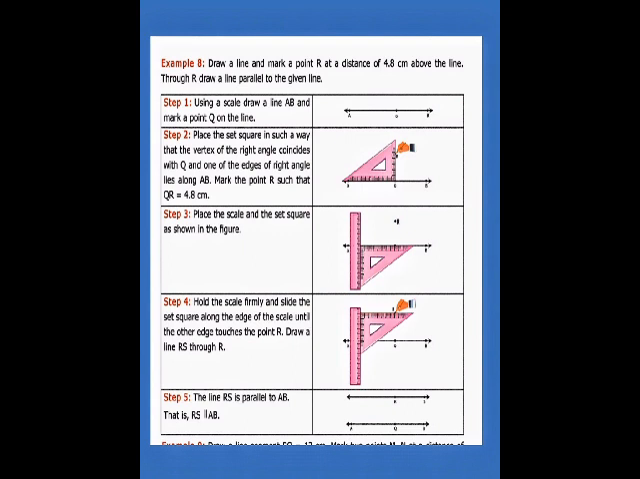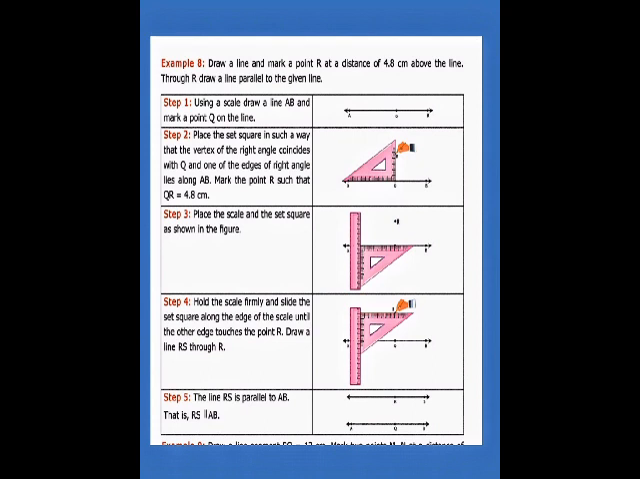So, everywhere we should start by drawing the line segment. You are going to draw the line AB and mark a point Q on it. Place the set square in such a way that the vertex of the right angle coincides with Q. The other edge of the right angle should lie along AB. Mark the point R such that QR is equal to 4.8 cm, using the set square to measure 4.8 cm.